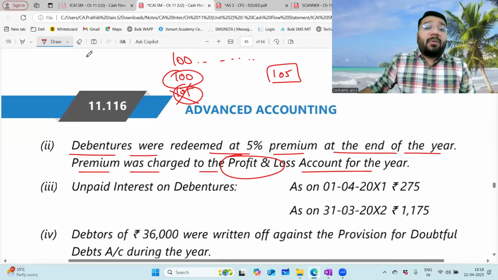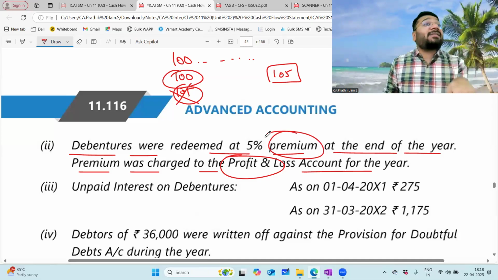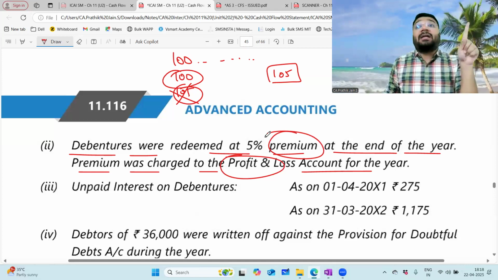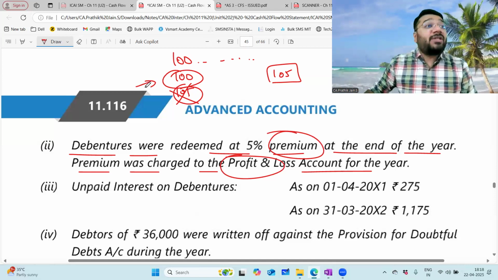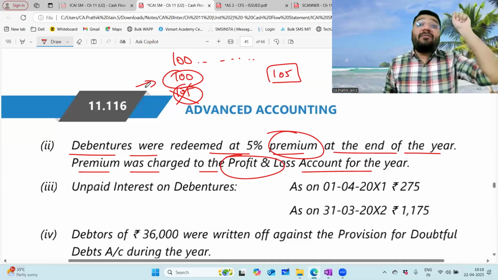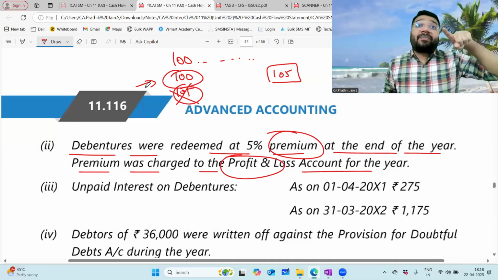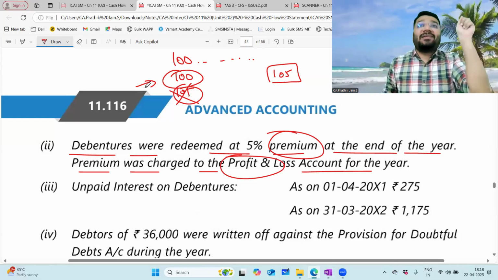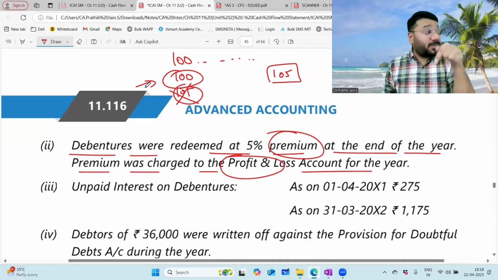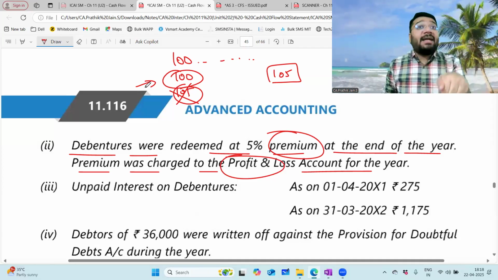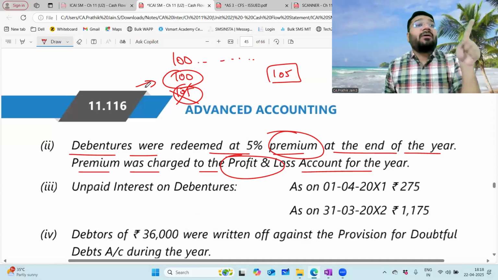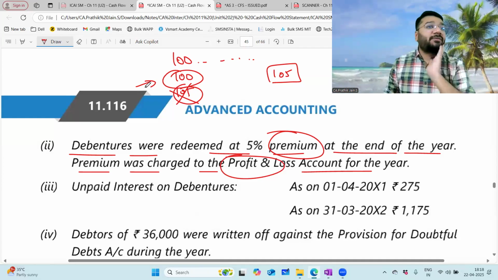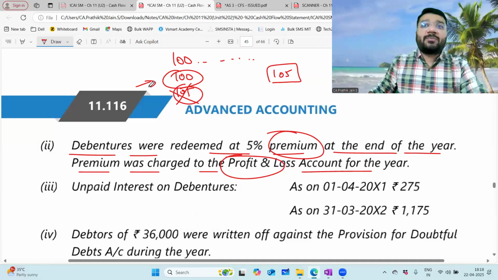So now this premium on redemption of debenture is affecting my current year's P&L. Had you known the redemption at premium at the time of issue itself, then this loss would have affected that year's P&L. In this question, I got to know about the loss now only. I'm recording the loss in the current year, so this will affect my current year's P&L. Any problem in this? Clear with this point? Yes.